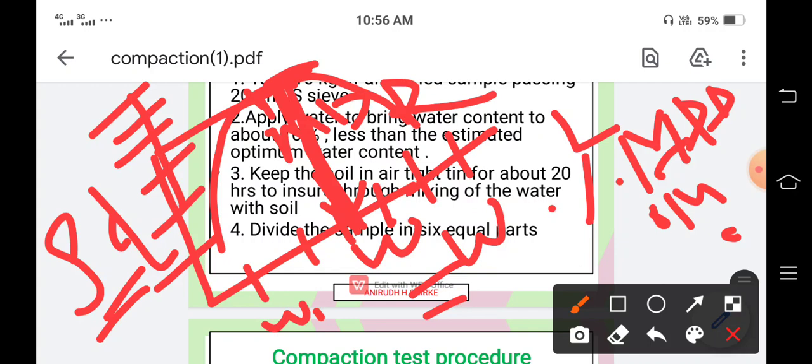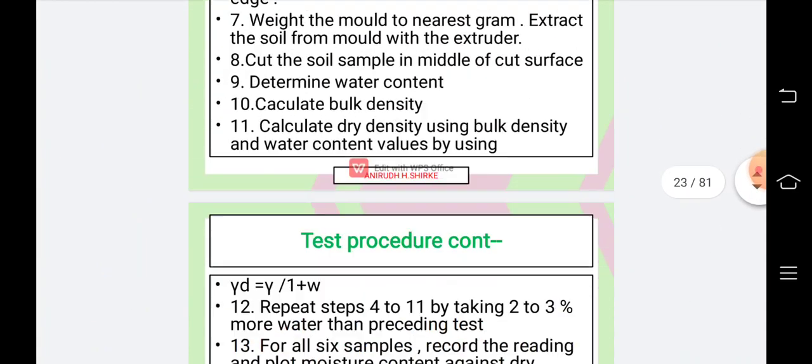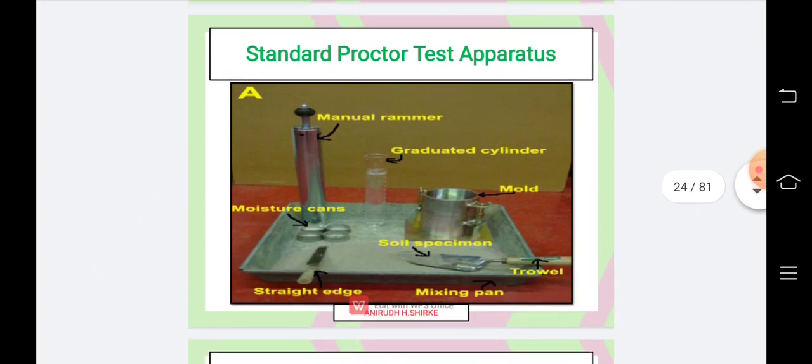So what is MDD? That is the maximum value of the dry density which is obtained on the compaction curve. And what is optimum moisture content or optimum water content? That is the water content corresponding to the maximum dry density. If we plot the perpendicular to the dry density, we get the value of the optimum moisture content. Okay. So this is our standard Proctor test.